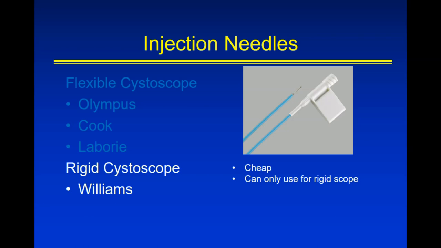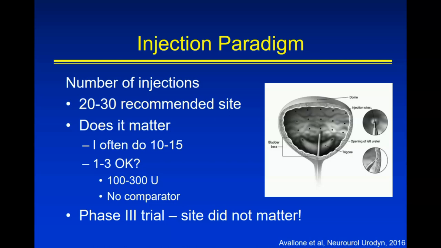So, injection paradigm. Everyone has their own paradigm. I'll do 10 to 20 injections on an idiopathic overactive bladder patient, at a half to one cc each. If someone's really uncomfortable in the office and I want to do as few injections as possible, I might do 4 or 5 injections, just load them up and get out. I don't really think it matters.